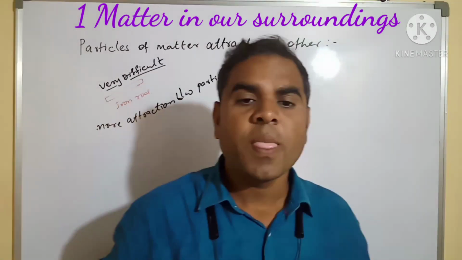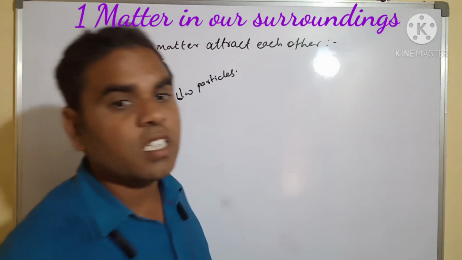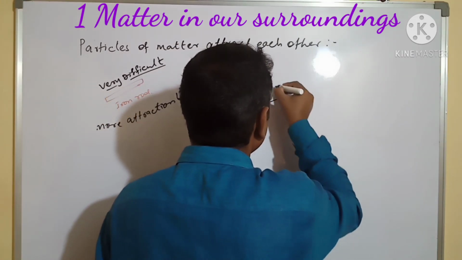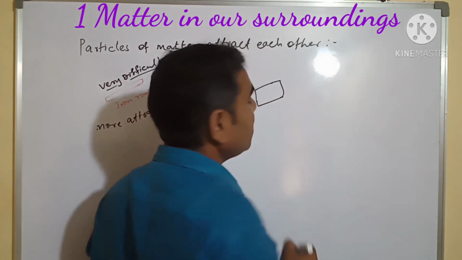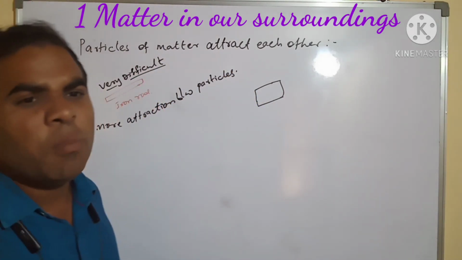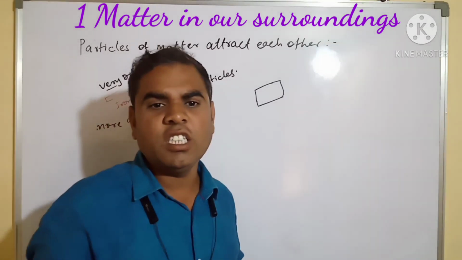Next we have to see the duster. What do you call it? Eraser. See, the eraser is also hard because it is made from rubber.